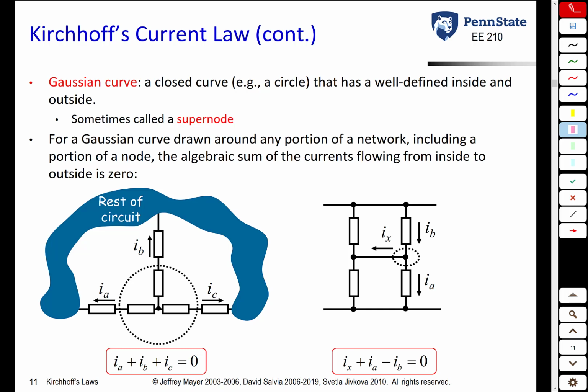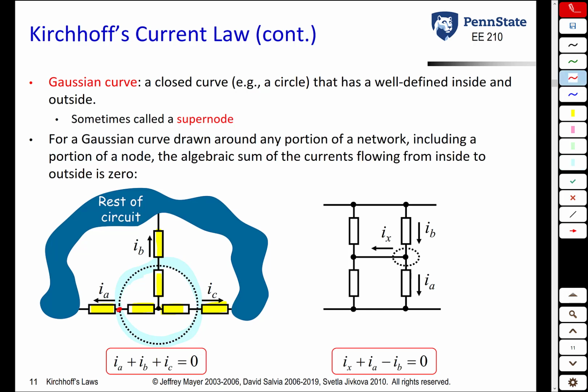So, for example, in the bottom left here, we have multiple circuit elements. And we know that for a particular node, the sum of the currents leaving that node is 0. But we can be more general. We can now draw a circle anywhere in the circuit. For example, right here. Kirchhoff's current law says that the sum of the currents leaving that circle is 0.